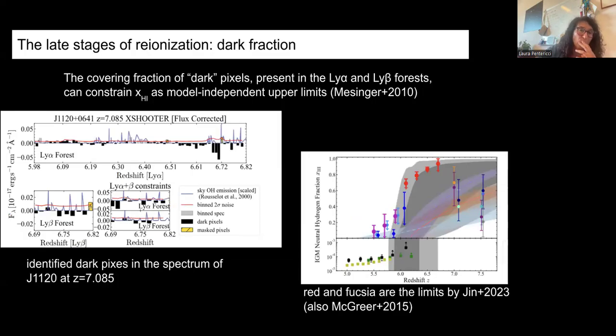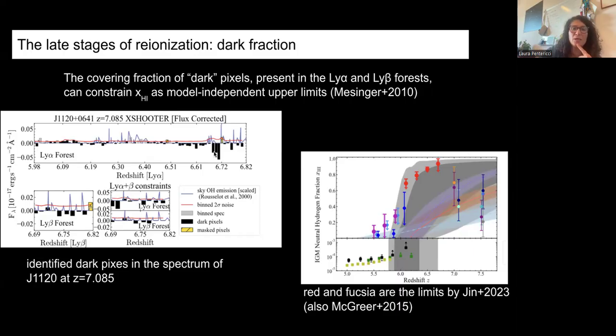Another technique that people use is the dark fraction. So the covering fraction of dark pixels that is present in the Lyman alpha and Lyman beta forest can also constrain the neutral hydrogen fraction. And it's very interesting because it's model independent. It will give you upper limits, but it's model independent. So for example, here is a spectrum of a redshift 7 source. And for this, of course, you need very high resolution spectra. And so currently, for example, X-shooter, which is a high resolution spectrograph on the VLT, is one of the few instruments that can give you this type of statistics.